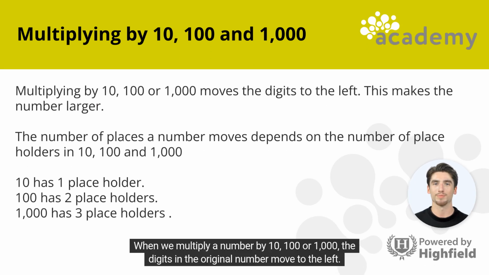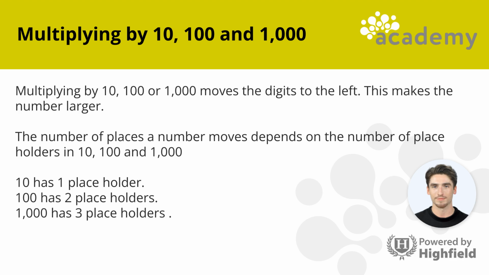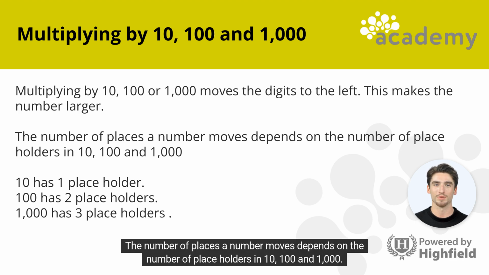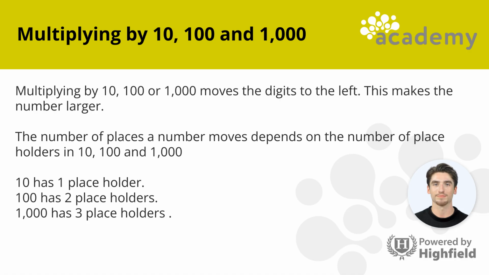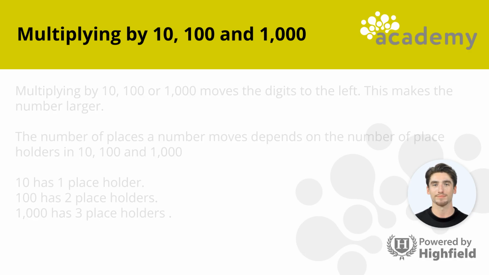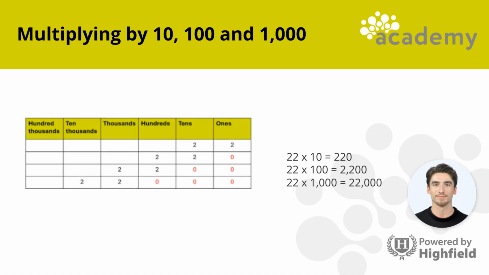When we multiply a number by 10, 100, or 1000, the digits in the original number move to the left. This makes the number larger. The number of places a number moves depends on the number of placeholders in 10, 100, and 1000. 10 has 1 placeholder, 100 has 2, and 1000 has 3. Let's look at some examples.